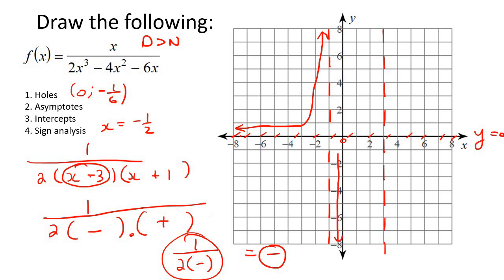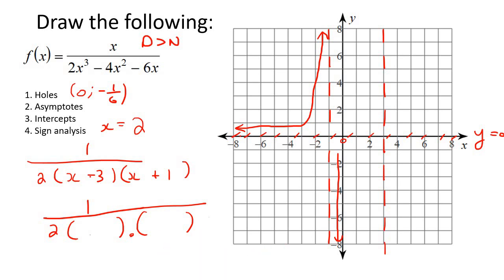Okay, now we need to see what's happening on this side. So I'm going to use x as 2. So let's use x as 2. So if x is 2, then this bracket would be a negative. This bracket would be a positive. So if you had to do the whole analysis over here, you would end up getting 1 over 2 times a negative number. And then you're just going to end up getting 1 over a negative number. And this whole thing is just negative. So it's going to go down like that.